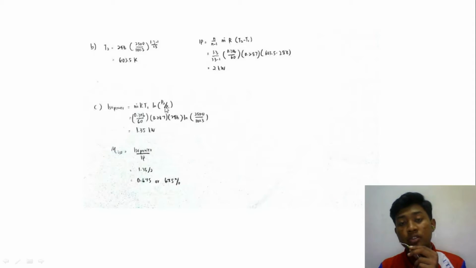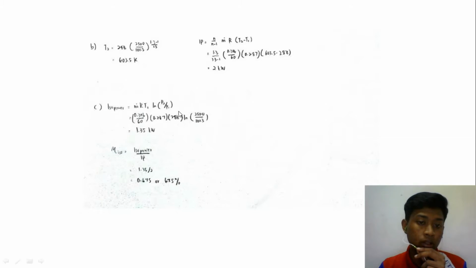The question asks us to find the isothermal efficiency. Before we find the isothermal efficiency, we have to find the isothermal power. The formula for isothermal power is m dot times R times T1 times ln of P2 over P1. We know all the values from this formula, so we just have to substitute them in. From the formula, we can calculate the isothermal power, which is 1.35 kilowatts.